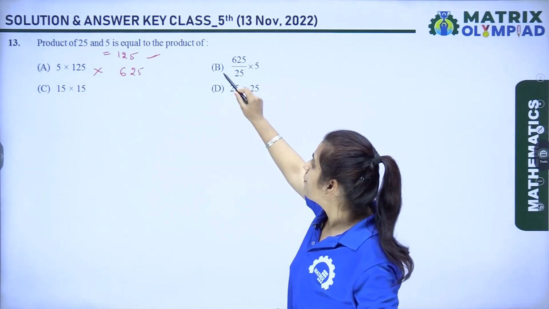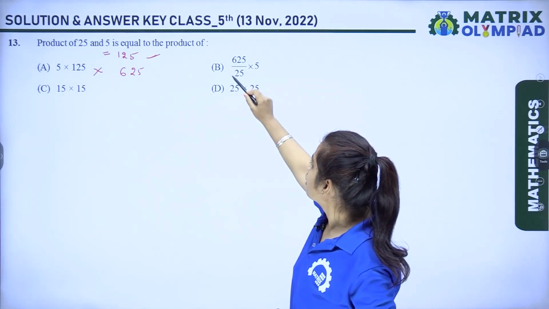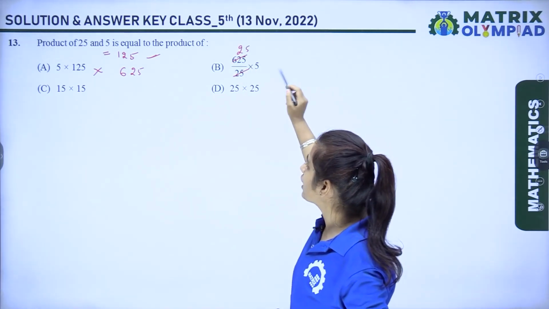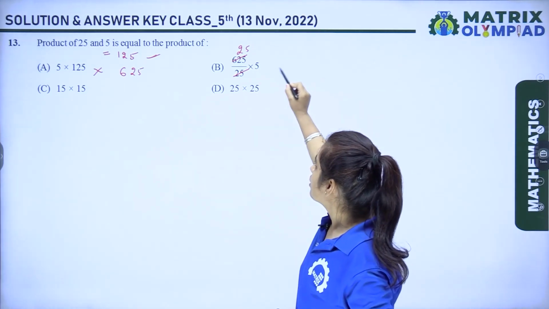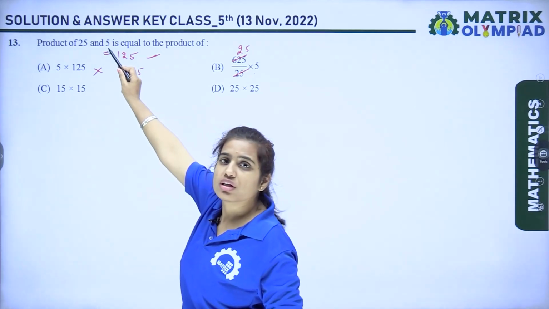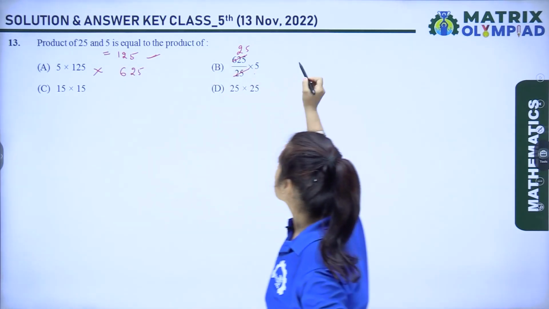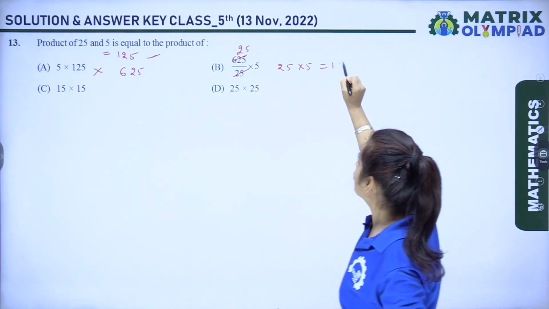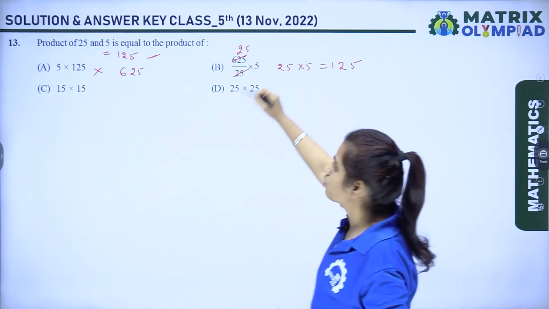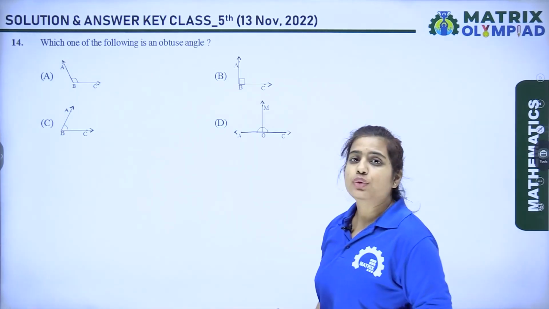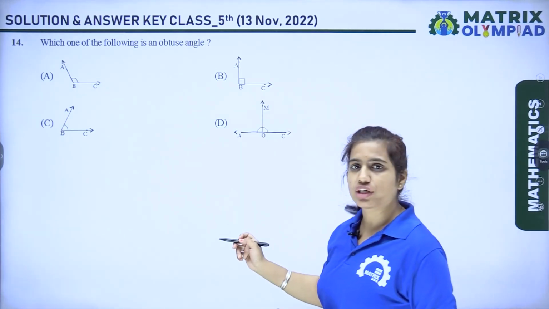Now option B is, let's cancel it out. It will give us 25 times 5. So it is similar to the question, that is 25 times 5. So here we get 25 times 5, that is equal to 125. This is same as the question, so option B is the correct answer. Now the next question is question number 14.